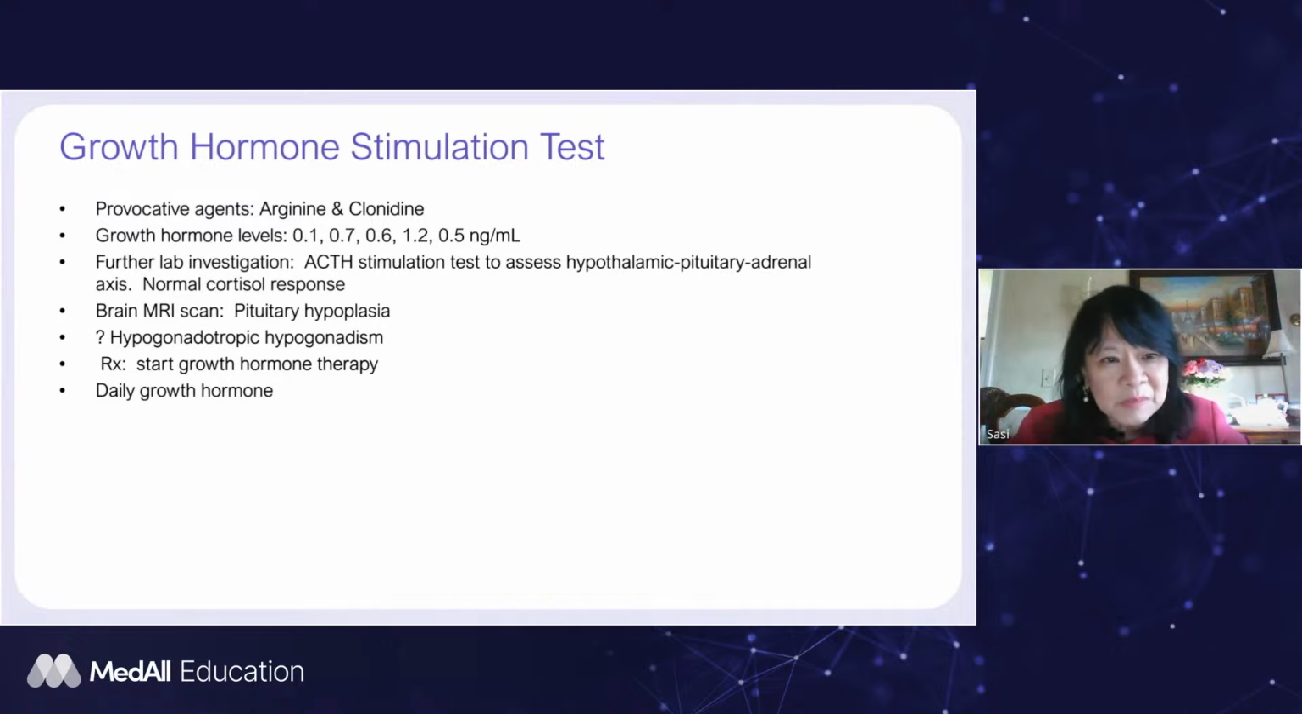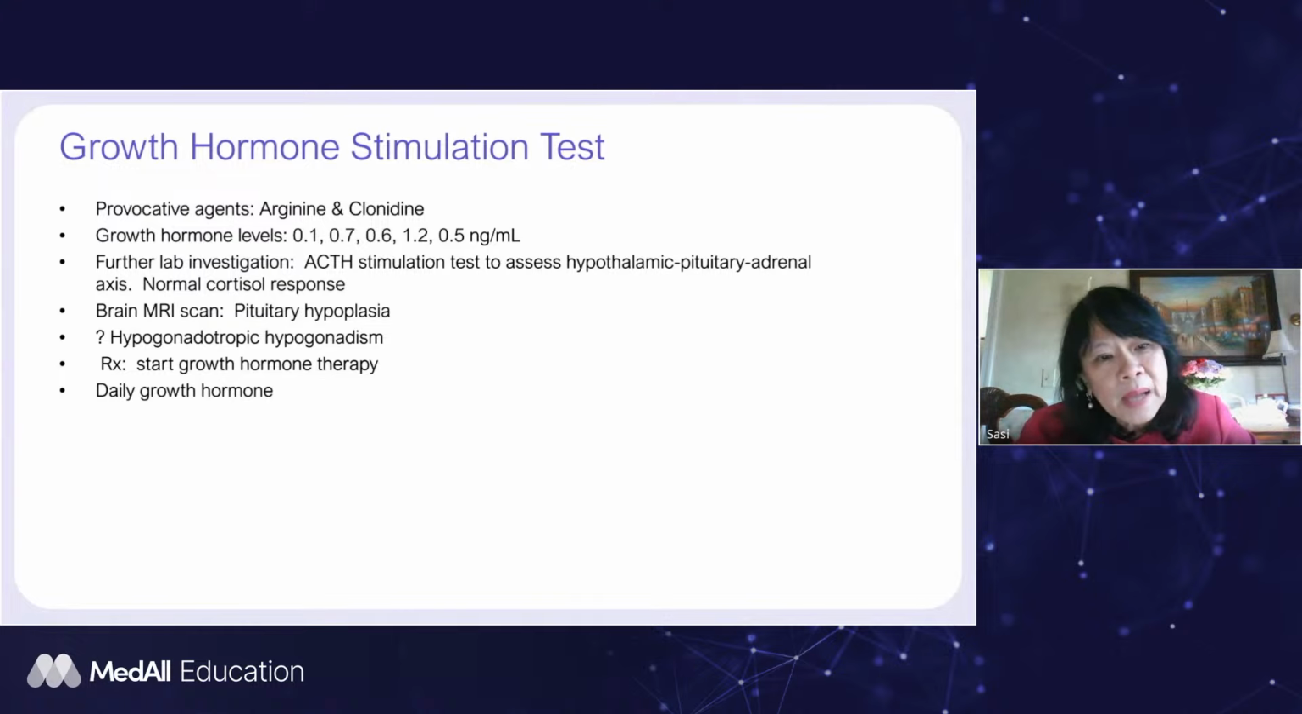And then we obtained brain MRI scan, and we found that he had pituitary hypoplasia, and that's one of the causes of growth hormone deficiency, due to a genetic cause. He's born with pituitary hypoplasia.